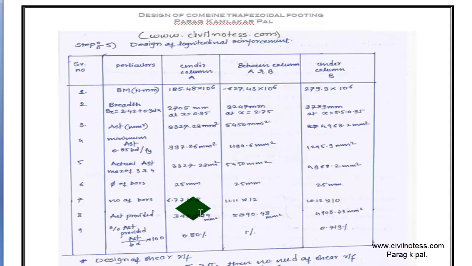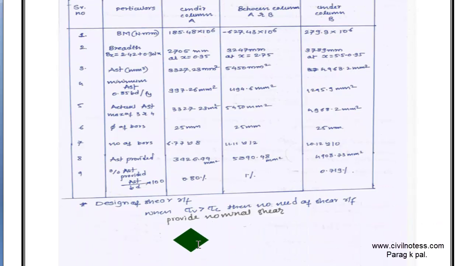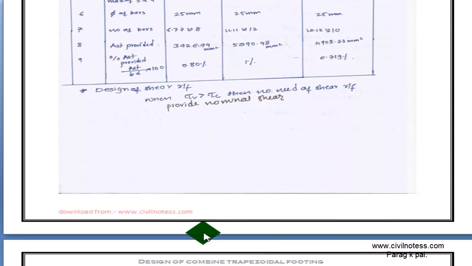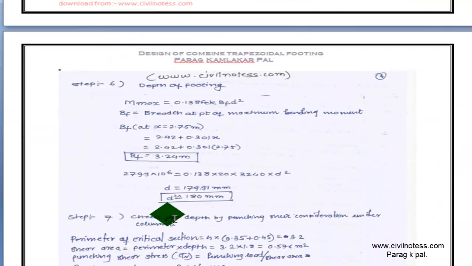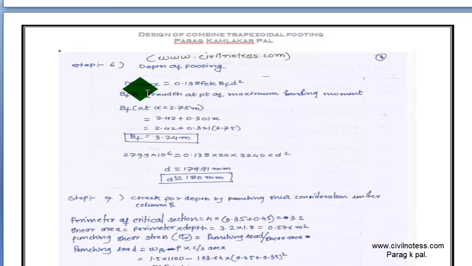Now go for the depth of footing. The depth of footing equation is very easy. Moment at maximum equals 0.138 fck b d square, but b is bf here. So bf as 2.75 you have to calculate first, because there is the maximum bending moment. So put the value of x in the Mx numerical, and you get the value. Then put the value of x, that means this bf 3240, and you get the D.